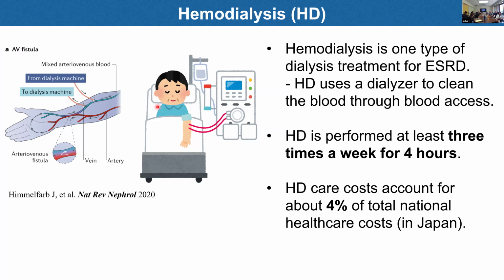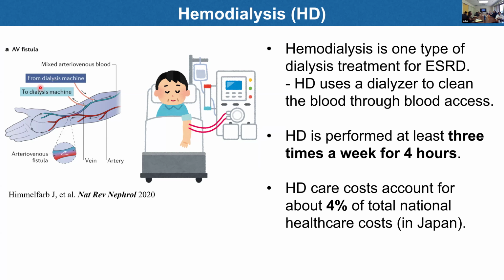Nephrology physicians make a blood access by surgery to extract the blood. The left figure is an illustration of the most common blood access, the arteriovenous fistula. The physician connects the radial artery and vein of the arm. By doing this, the fast arterial blood flow goes through the vein. By putting a needle into the vein, we are able to extract a huge amount of blood from the patient in a short period.